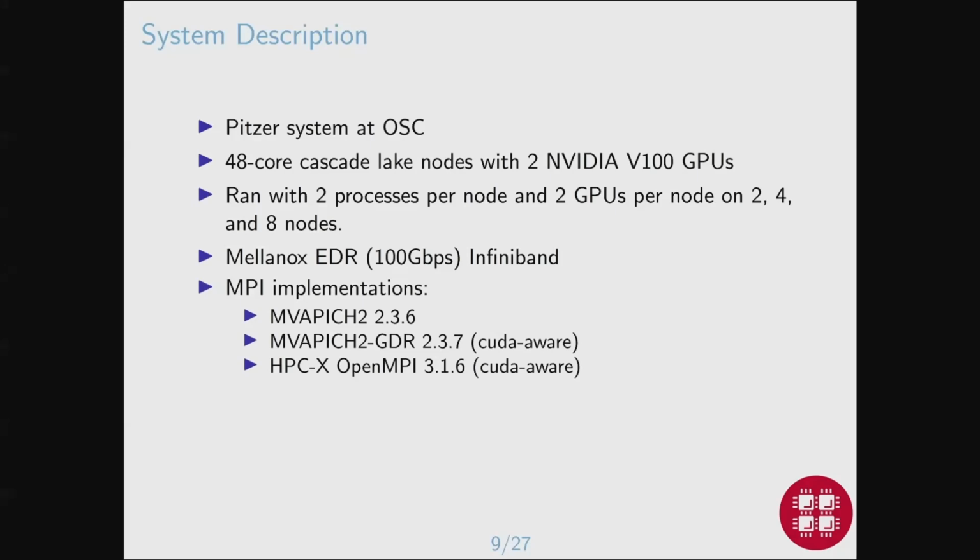And we tested with 3 different MPI implementations. The vanilla MVAPICH2 2.3.6, and then 2 MPI implementations that are CUDA aware, meaning that they can perform GPU to GPU communication. That's MVAPICH2-GDR 2.3.7, and then the HPC-X OpenMPI 3.1.6.